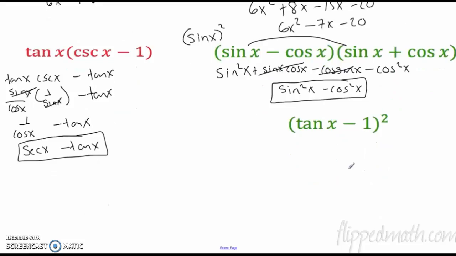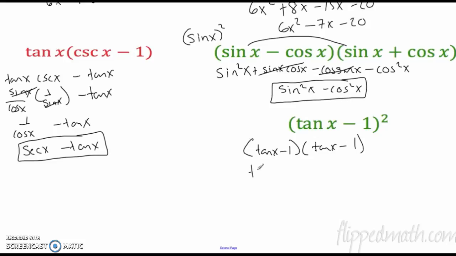Scoot down a little bit here. Tangent x minus 1 squared. Maybe remember right now that that's, excuse me, not difference of squares, perfect square trinomial. Maybe you can get to that right now. But if you can't, just remember that it's tan x minus 1 times tangent x minus 1.